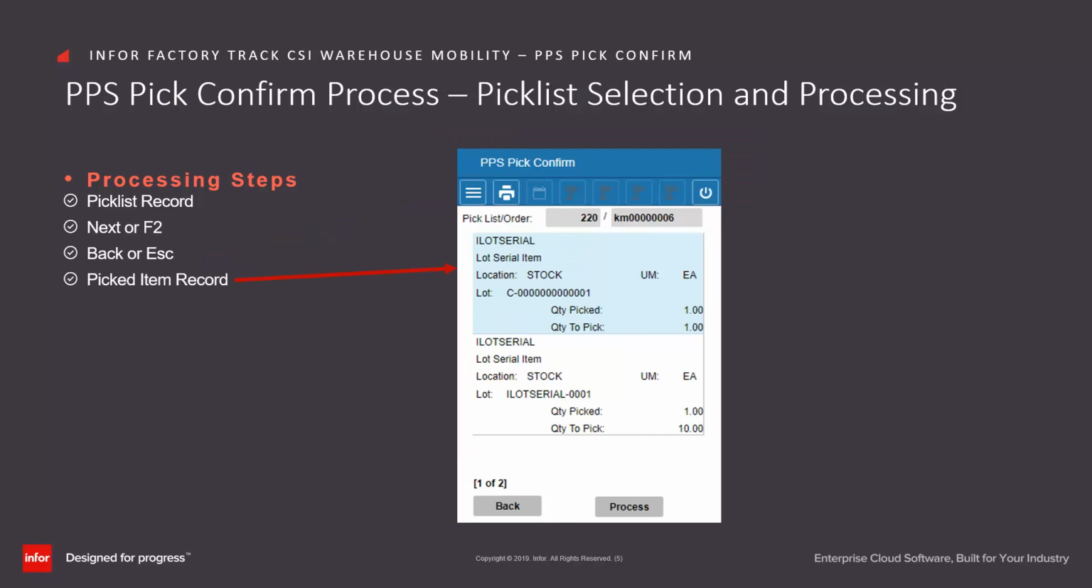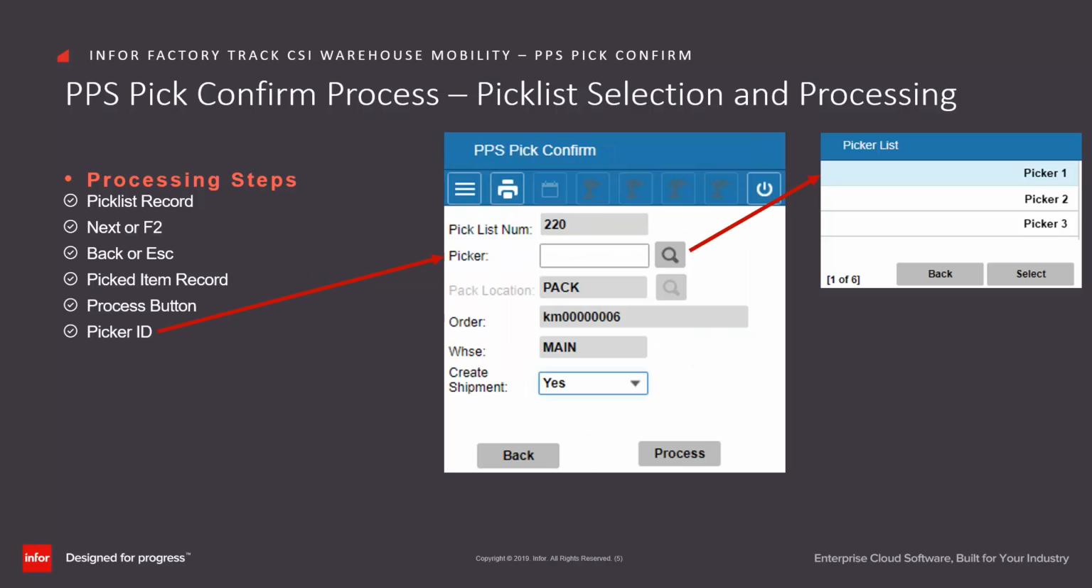Factory Track displays the picked item record list for the selected pick list and order. Select the pick item to be confirmed and click on the Process button. Factory Track then displays the last PPS Pick Confirm form.